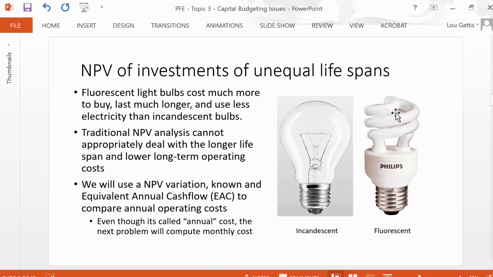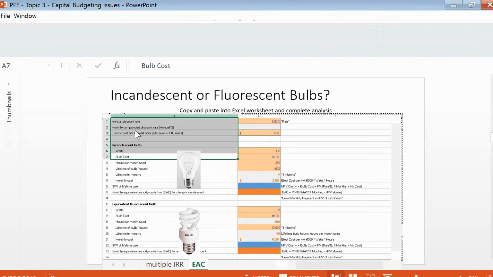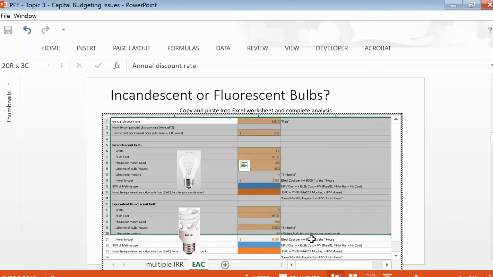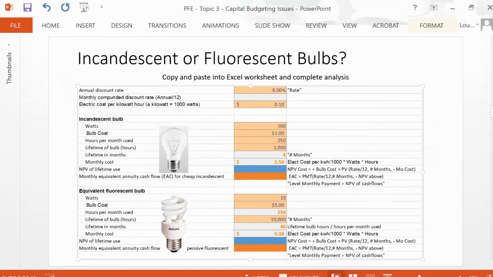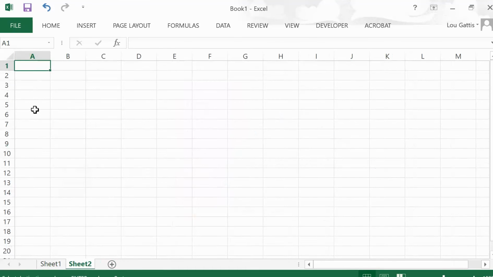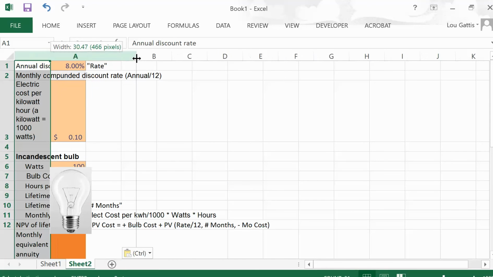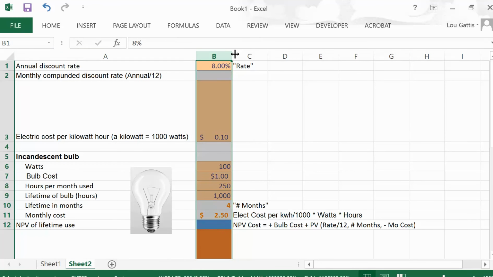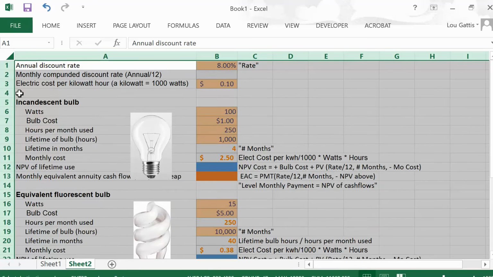So even though the operating costs are a lot cheaper, if I did just an NPV of buying this light bulb versus this one, I'm not sure this one would show up as being cheaper. So let's take a look. Here's some data. I'm going to copy this information and put it into Excel. And let me change the column width to see this a little bit better, and change the row widths, make it a little smaller.